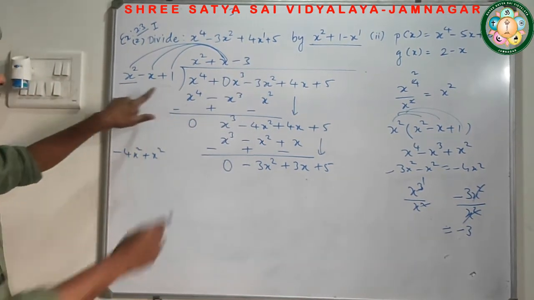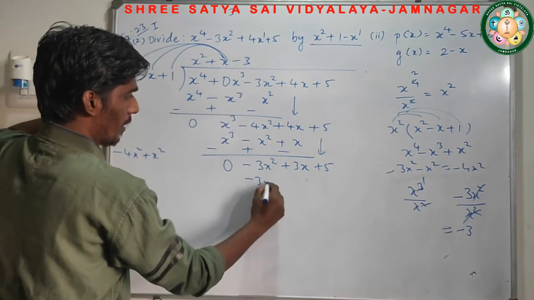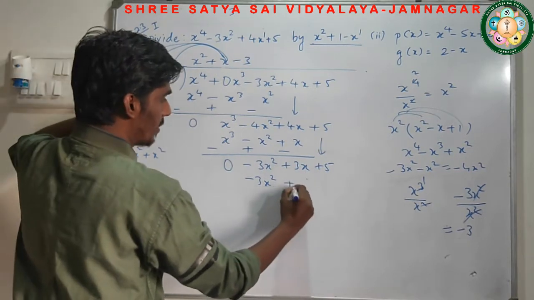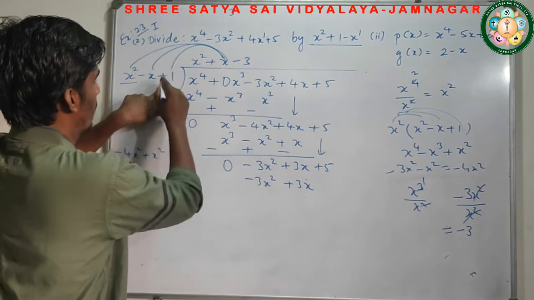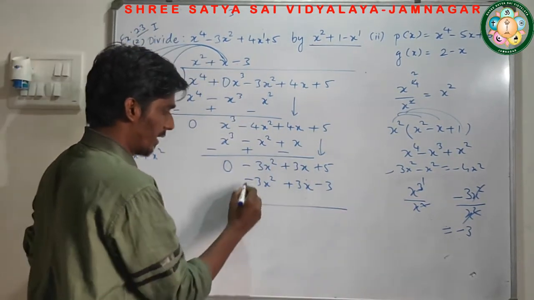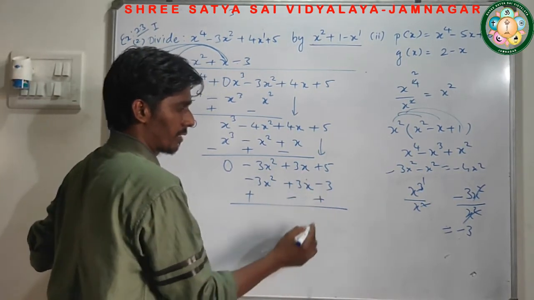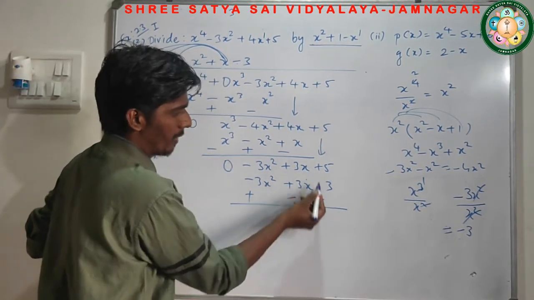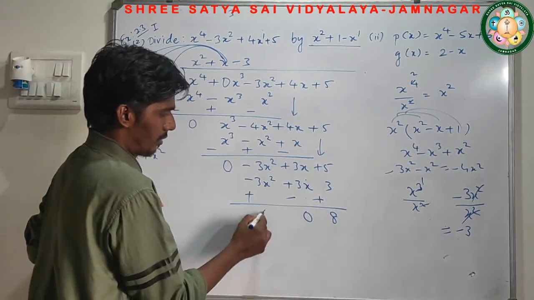Now again these 3 terms are going to multiply with minus 3. x square into minus 3, minus 3x square. Minus x into minus 3, minus minus plus 3x. Now 1 into minus 3 is minus 3. Change the sign, minus becomes plus, plus becomes minus, this minus becomes plus. So 5 plus 3, just forget about this sign, 5 plus 3 is 8. It's 0, it's 0.